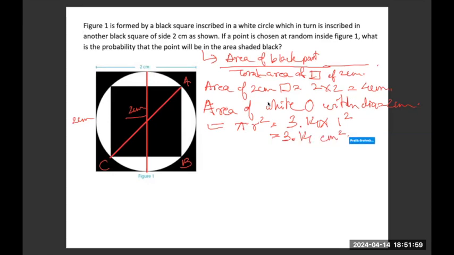I know the area of the white circle now. Now I have to find the area of the black square also. I mean the inside black square also. So I can use the triangle ABC here.